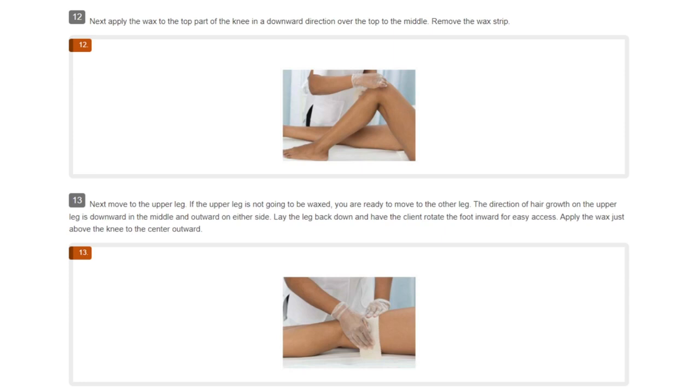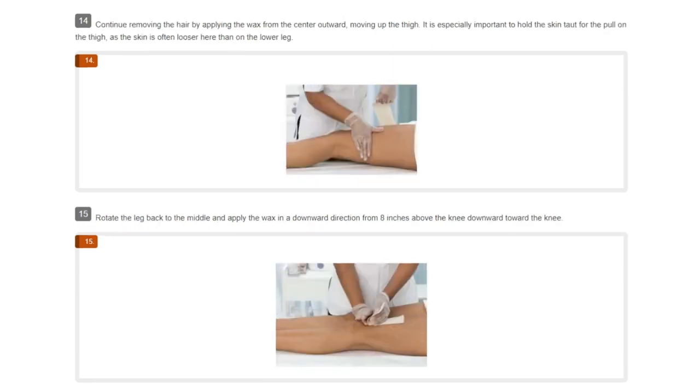The direction of hair growth on the upper leg is downward in the middle and outward on either side. Lay the leg back down and have the client rotate the foot inward for easy access. Apply the wax just above the knee to the center outward. 14. Continue removing the hair by applying the wax from the center outward, moving up the thigh. It is especially important to hold the skin taut for the pull on the thigh, as the skin is often looser here than on the lower leg.